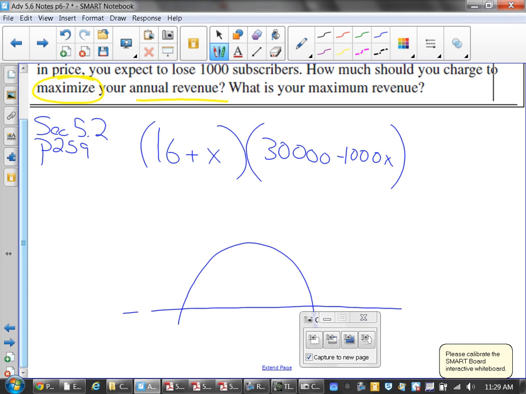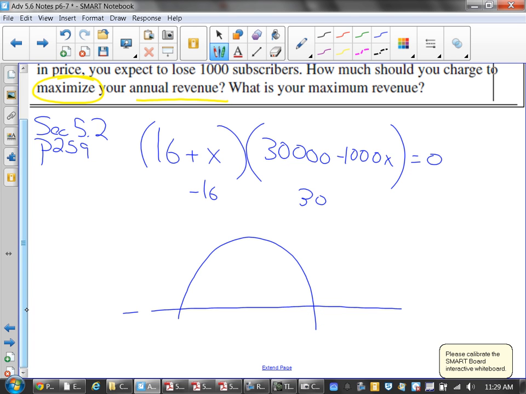Is it 16 or negative 16? I'm sorry, I probably... this one. It'll cross it at negative 16 and 30. Does that make sense? Solving for my zeros, so you divide by negative. Okay, set them both equal to 0. So you have 30,000 equals 1,000x, just divide by 1,000.